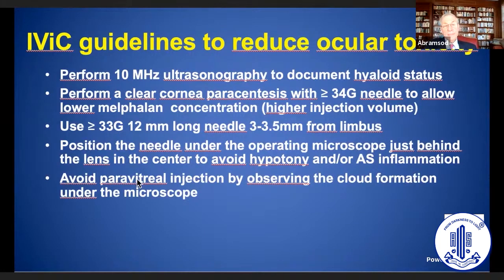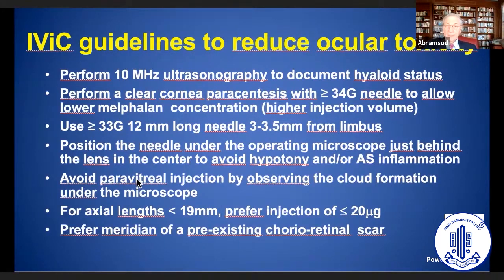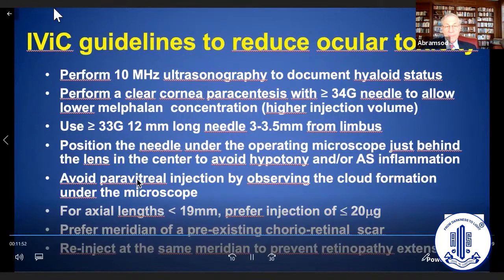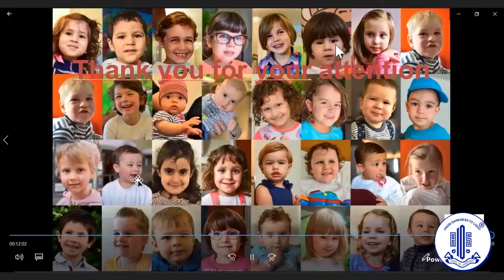Avoid paravitreal injections, of course, by observing the cloud formation under the microscope. To use for axial lengths below 19 millimeter, 20 microgram and not 30 microgram. That's just an example. Prefer the meridian of a pre-existing chorioretinal scar, and re-inject at the same meridian to prevent retinopathy extension. So with that, I thank you for your attention.